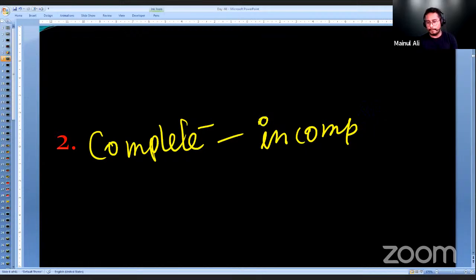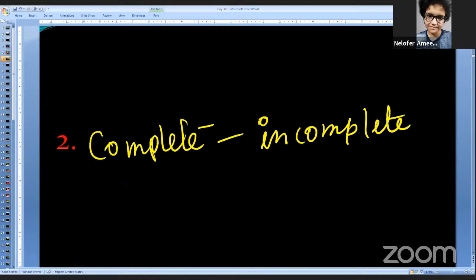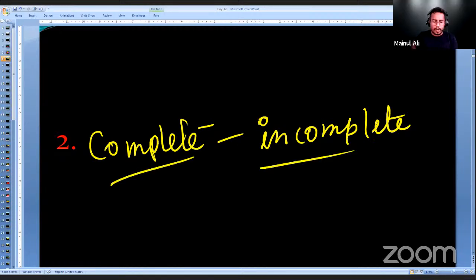Nilofer, if any spelling mistake is there, please tell me. Okay, sir. Incomplete. Fine. The opposite of complete is called incomplete. Thank you. Right now, make a sentence using complete and incomplete. You can make two sentences also, so that it would be permanent. We all know the words, but we do not know how to use them in sentences.